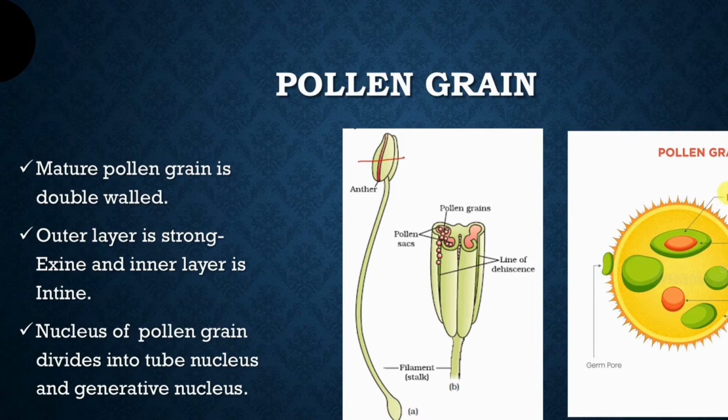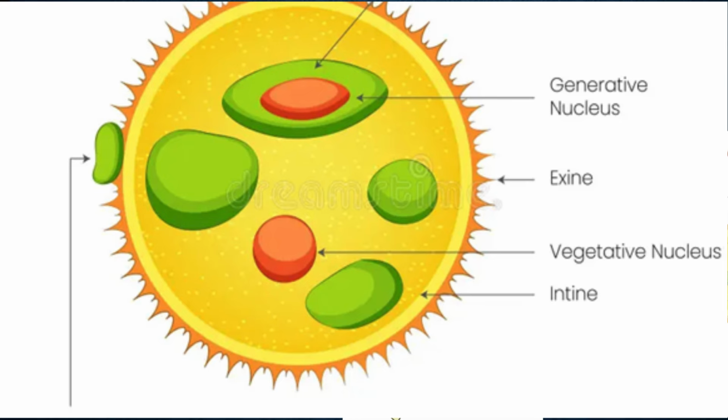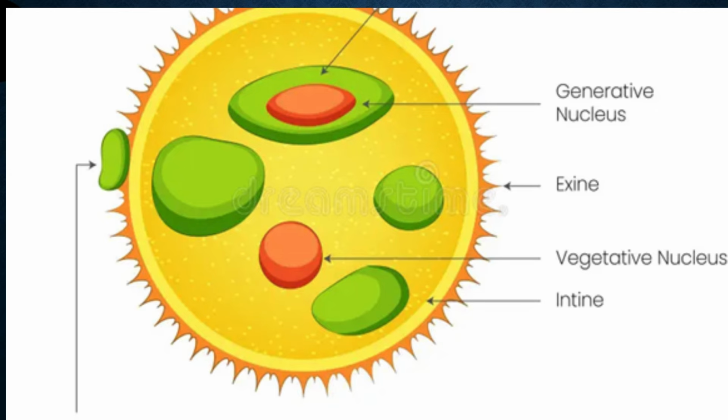You have the outermost layer, a rough structure, that is called the exine. Then we have an inner smooth layer, called the intine. Then we have a vegetative nucleus and a generative cell containing the generative nucleus. These are the parts of a pollen grain. The outer rough layer is very strong and is called the exine, so that we can remember. And the inner layer is called the intine.